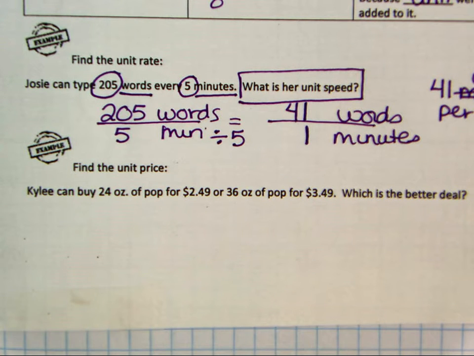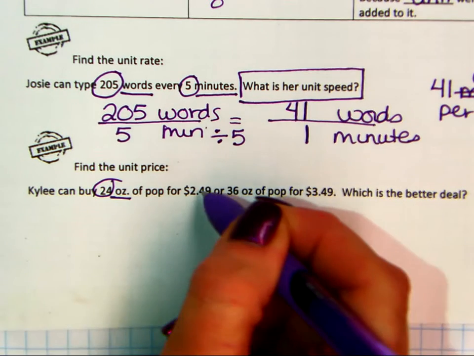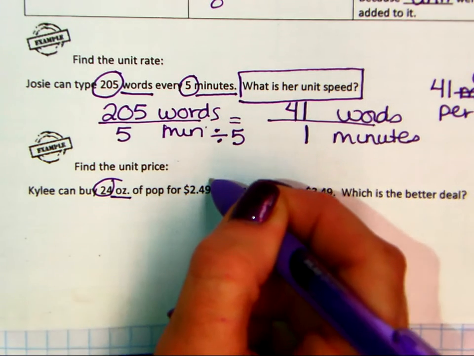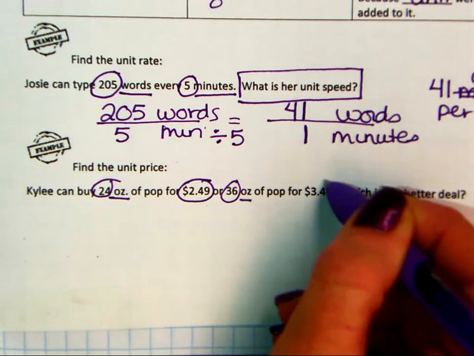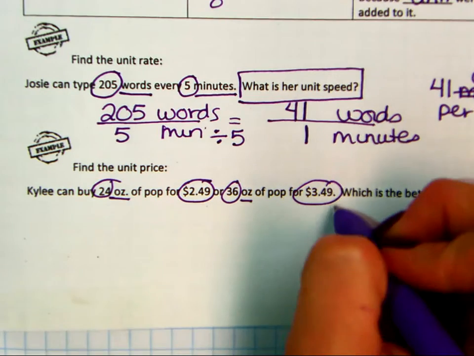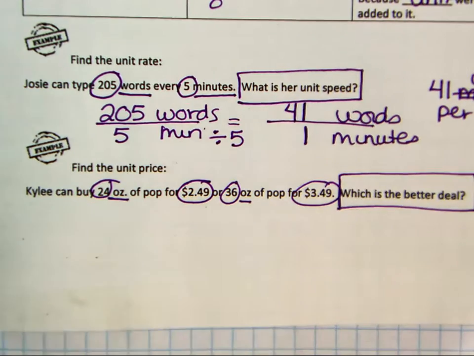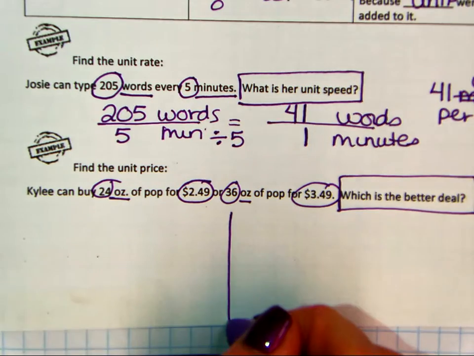Here is another one, okay? Kaylee can buy 24 ounces of pop for $2.49 or 36 ounces of pop for $3.49. Pop is a word we use in the Midwest for soda, just so you know. Which is the better deal? Okay, for this one, we're going to be doing a comparison of prices. So we're going to actually have to draw a line.